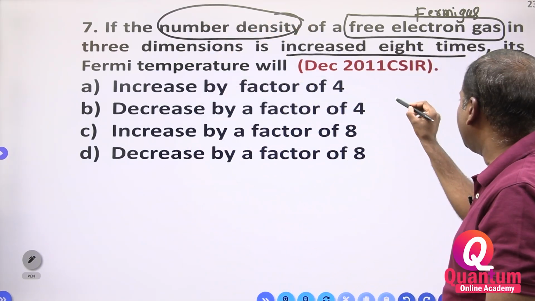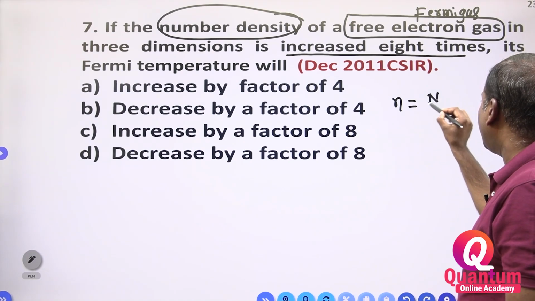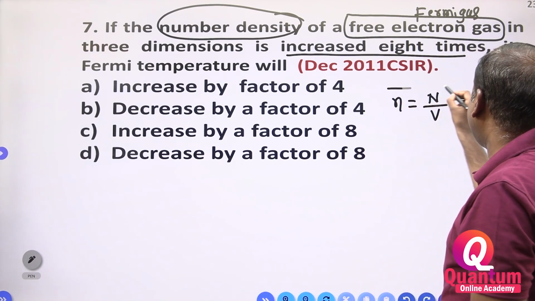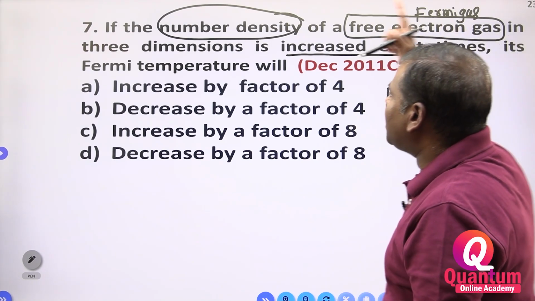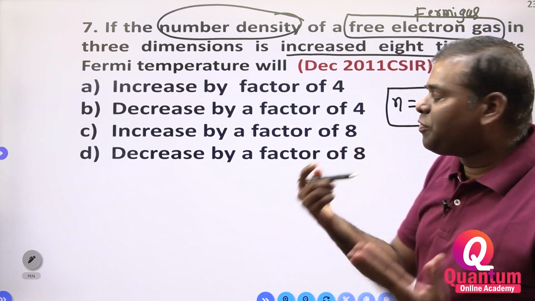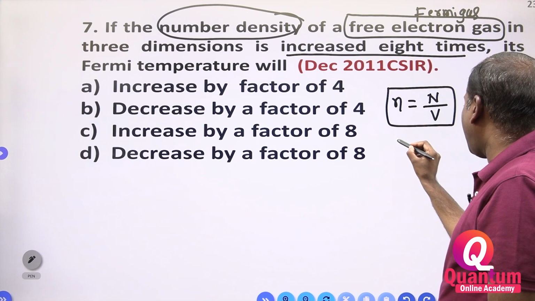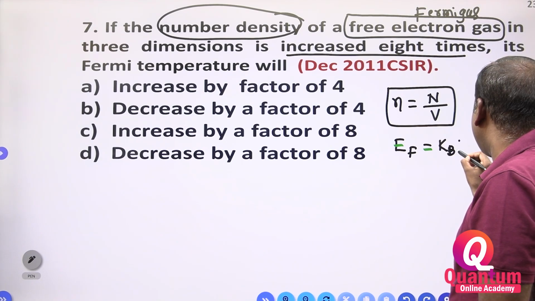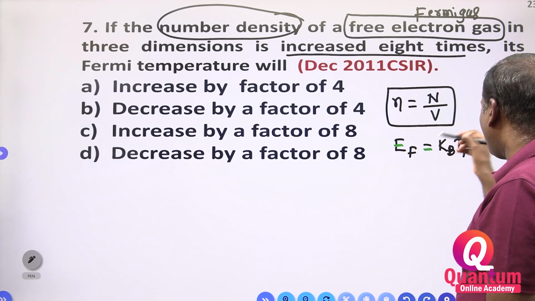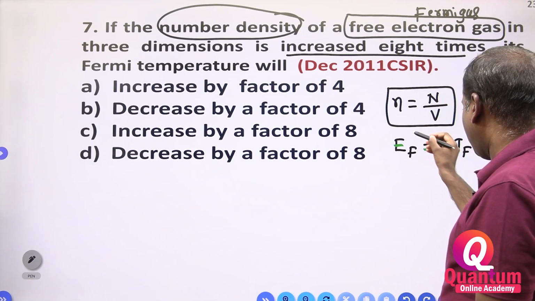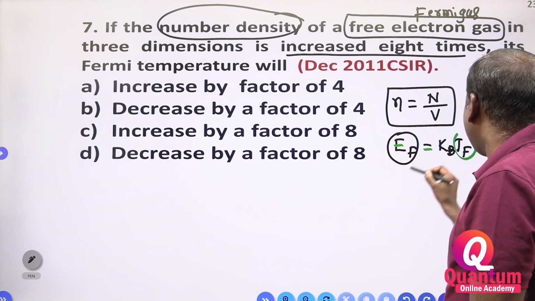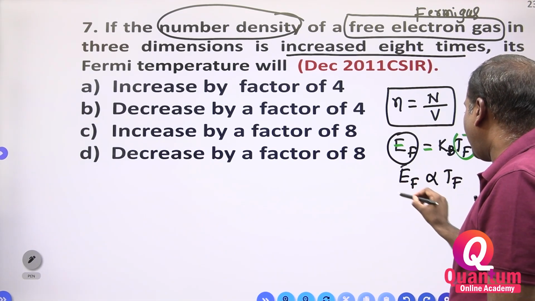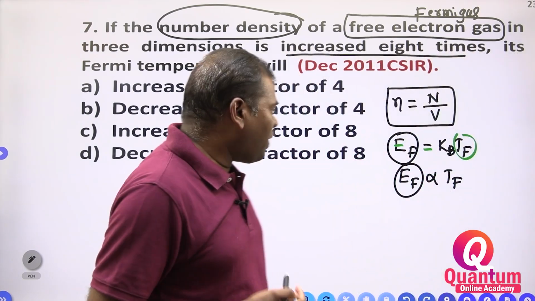What is the number density? The number density is equal to the number of particles divided by the total volume. What are they asking? The Fermi temperature. How do we write it? The Fermi energy is equal to the Boltzmann constant into the Fermi temperature. So Fermi energy is proportional to the Fermi temperature. We have to calculate the Fermi energy first. What is the Fermi energy?